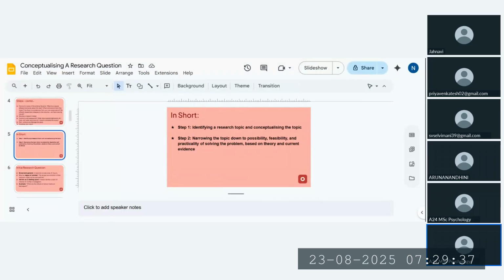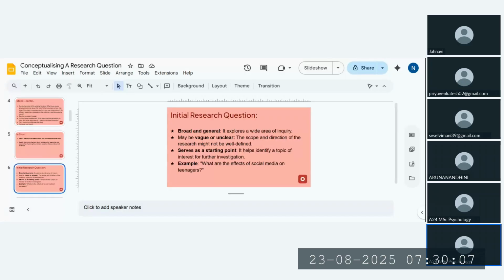So in short, if you break it all down, the important step one is identifying a research topic and conceptualizing the topic. Step two is narrowing the topic down to what is possible, what is feasible, and what is practical, and whether it will solve a particular problem based on theory or current evidence. So this is the first step in research, the conceptualization of the initial problem.